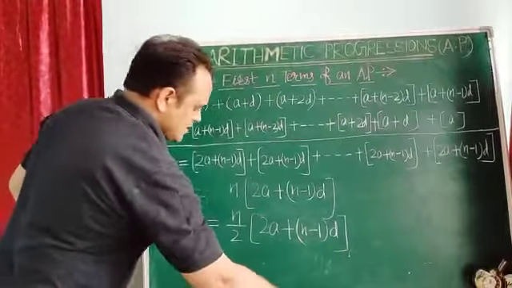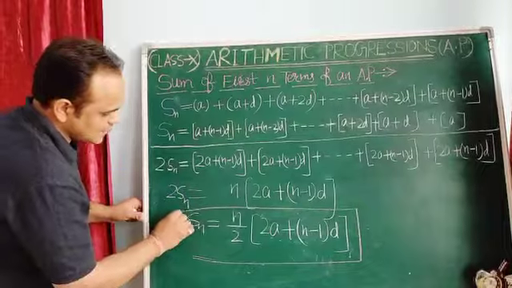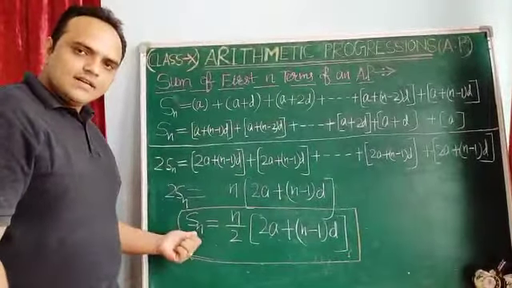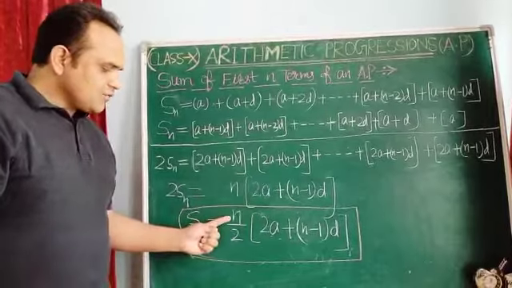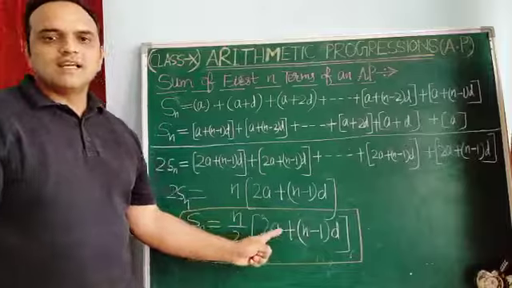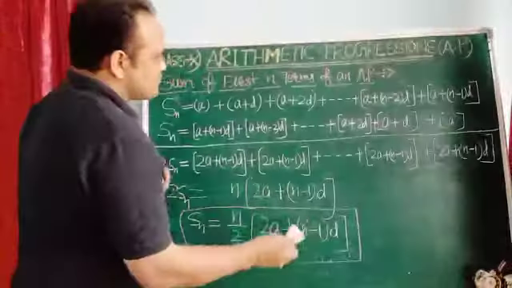This is the formula of sum of n terms of an arithmetic progression, where Sn denotes the sum of n numbers, n is the number of terms, a is the first term, and d is the common difference of that arithmetic progression. Now, after this, I am going to derive one more formula.